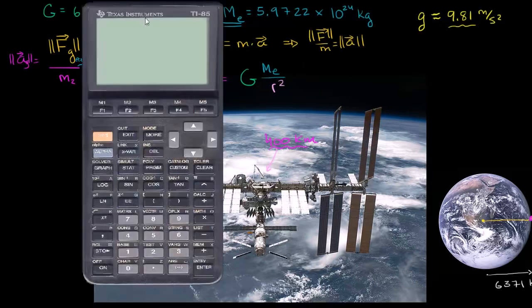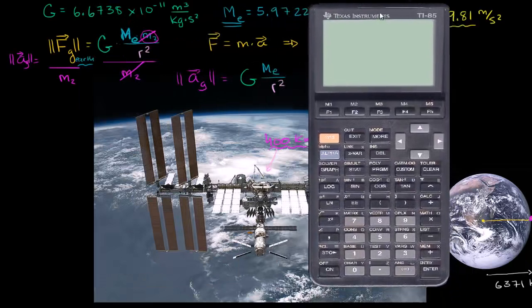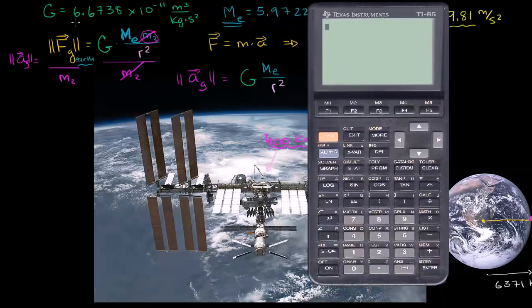So let's get my calculator out. So we know what G is. It is 6.6738 times 10 to the negative 11.